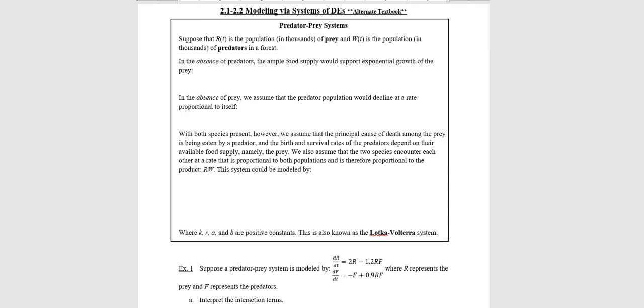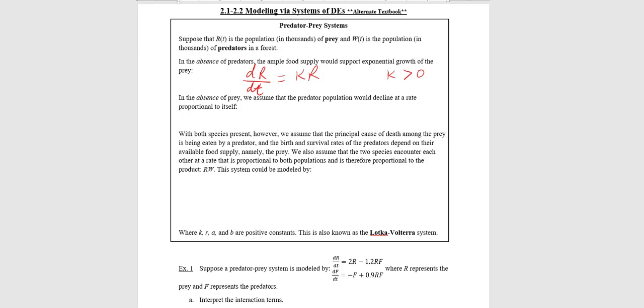In the absence of predators, supposing there's no wolves and we're just looking at the rabbits, we would have an ample food supply that would support exponential growth of the prey. So the differential equation in that scenario would look like this: dR/dt, the rate of change of the prey, is equal to kR, where k is some positive constant.